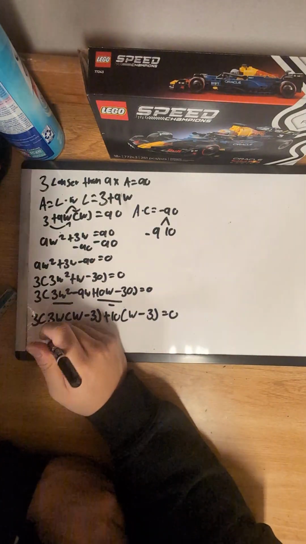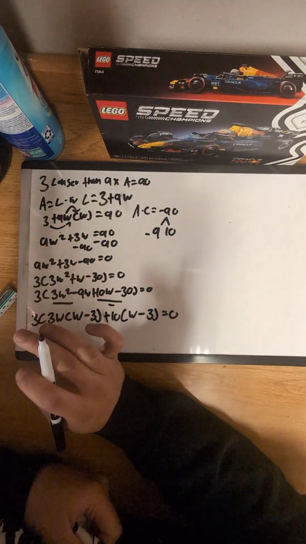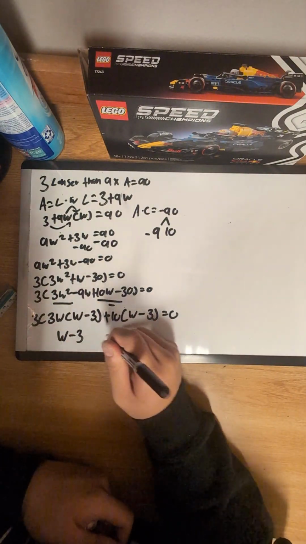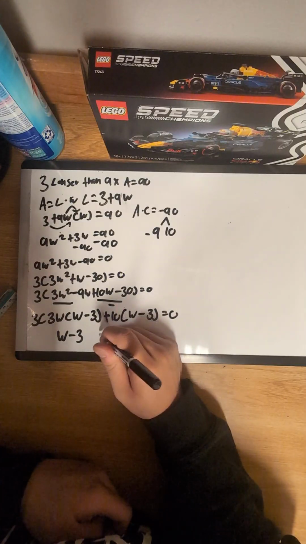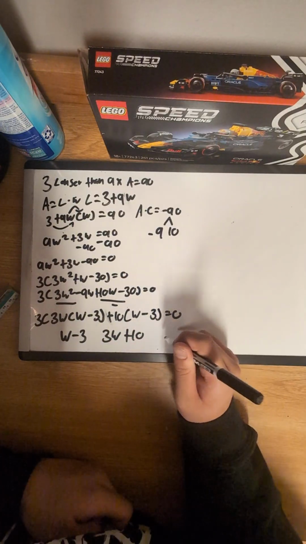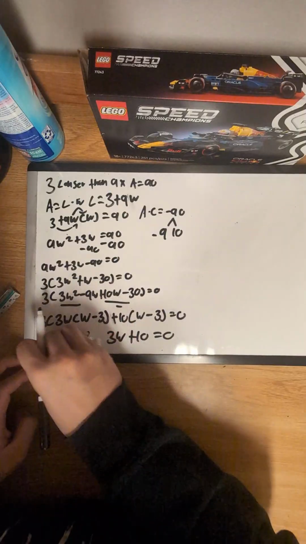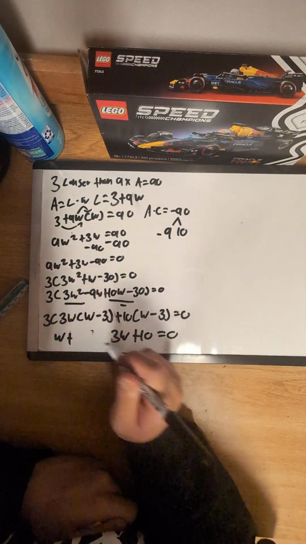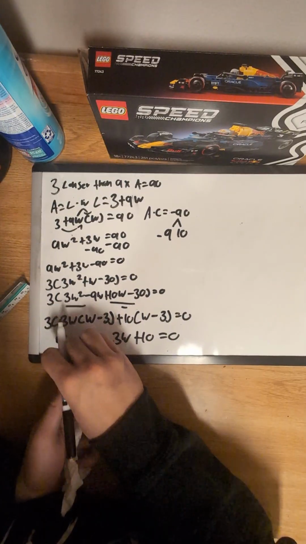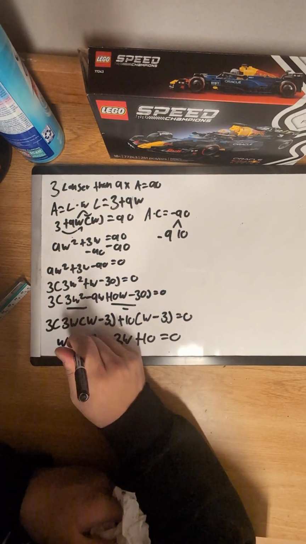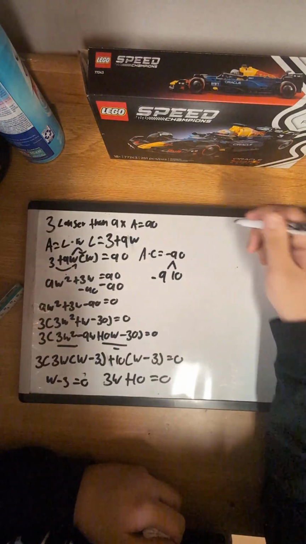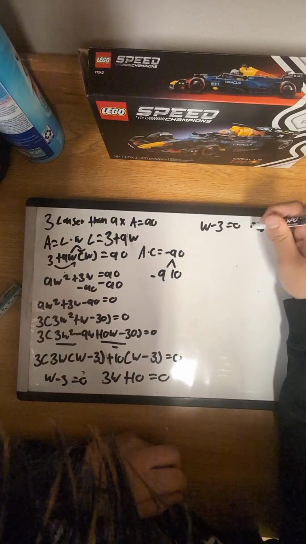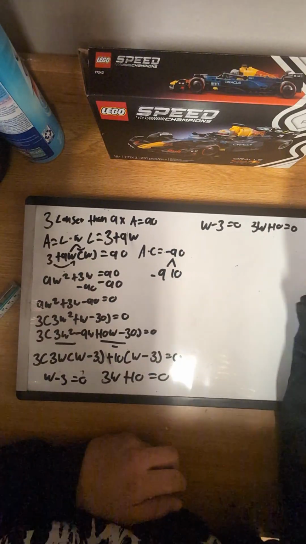Obviously with the 3 on the outside, but we don't really care about that for the time being. So it gives us w minus 3 and 3w plus 10. Knowing these and setting these both to 0, we can now solve for width. Oh, sorry, let me write that right there. w minus 3 equals 0. Let's solve that up here.